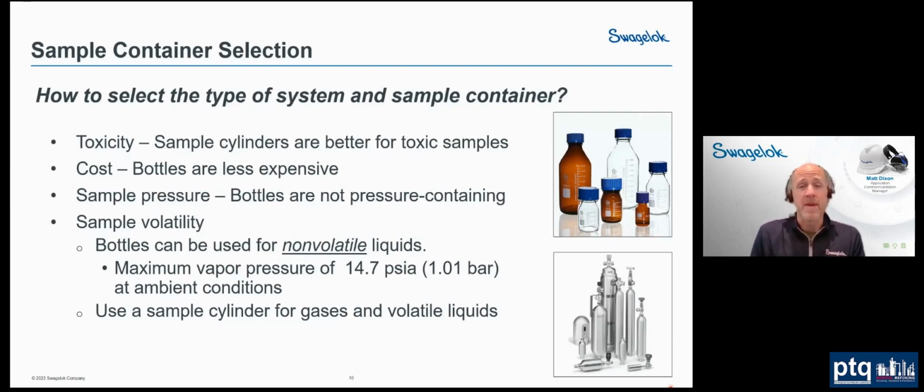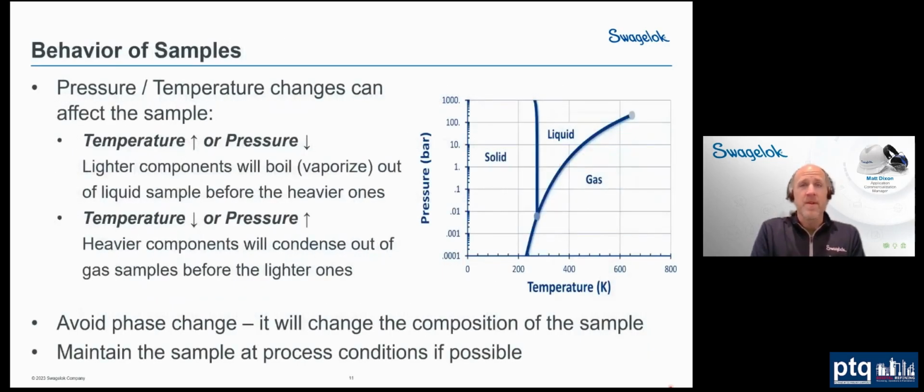However, there is an economic factor to this as well. Sample cylinder assembly, of course, is going to cost a lot more than a glass bottle or a plastic bottle. So the economics of the situation are going to drive us to use a bottle to take a sample wherever we possibly can. So, there are a lot of different factors that play into this. One of those is what is the behavior of the sample that we're taking? How is it going to be affected by changes in temperature and pressure?